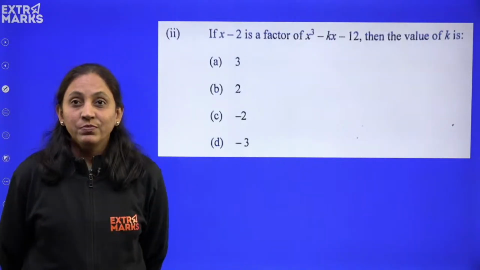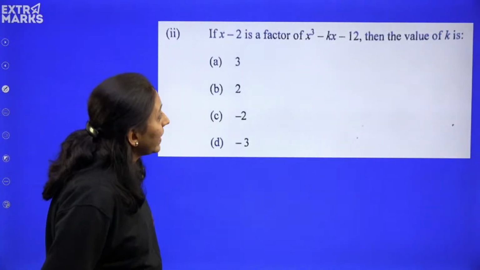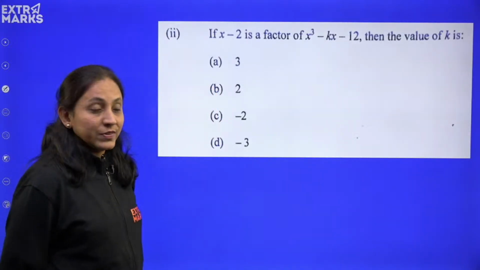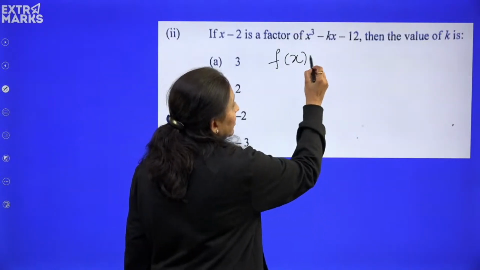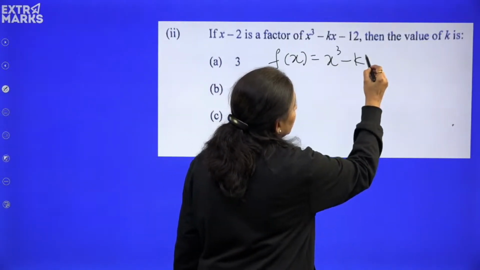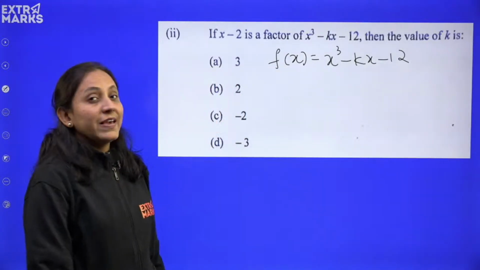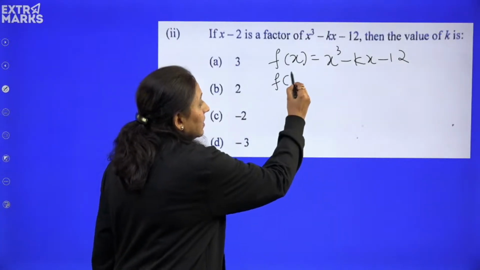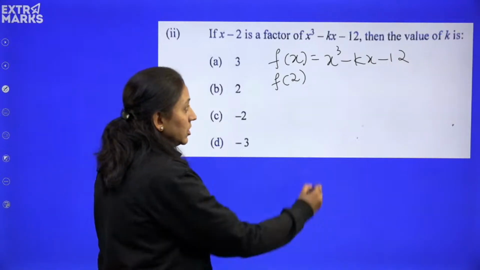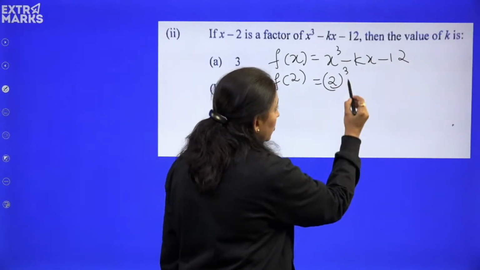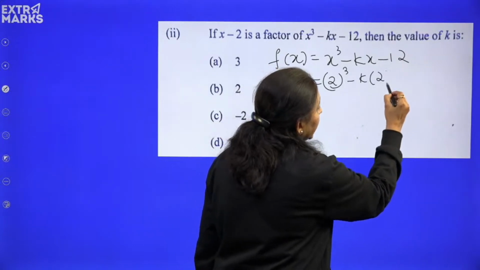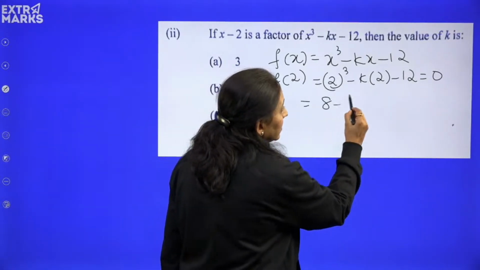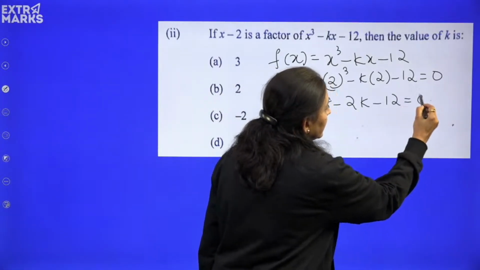Coming to the second question, it says that if x minus 2 is a factor of x cube minus kx minus 12, then find the value of k. They have given the expression which we will call f of x, which is equal to x cube minus kx minus 12, and if x minus 2 is a factor of this polynomial, then f of 2 should be equal to 0. So in the place of x, let's substitute 2. That is 8 minus k multiplied by 2 minus 12, this is equal to 0. So that's 8 minus 2k minus 12 is equal to 0.